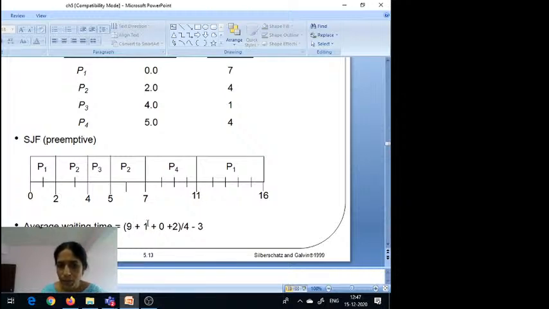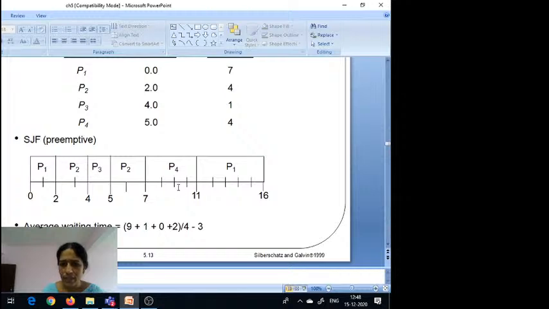Plus, coming to the P2 process. P2 enters the CPU at 2 milliseconds, and what is the arrival time? 2 milliseconds only. Okay, so there is no waiting time for this. Now coming to P2 again, after completion P2 is in the CPU up to 4 milliseconds. That means at what time does P2 enter the CPU next? 5 milliseconds. That means 5 minus 4, which is 1.